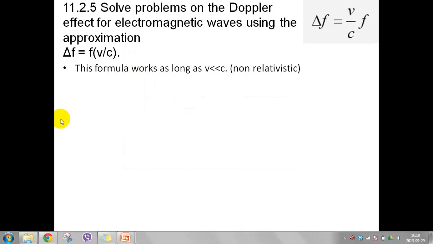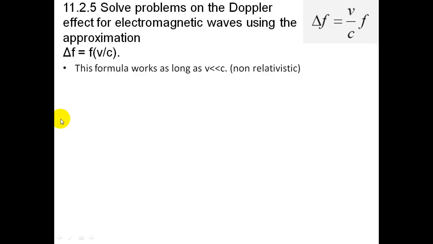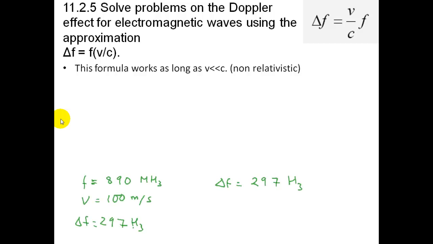Solve problems on the Doppler effect for electromagnetic waves using the approximation delta f is equal to f v divided by c. This equation only works as long as v is much smaller than c. We could try with these examples. Let's say the frequency of emission is 890 megahertz. The approach velocity is 100 meters a second. And you should find that the shift in frequency will be 297 hertz.